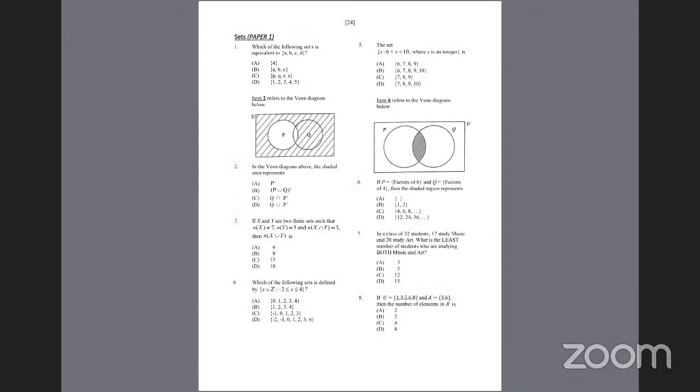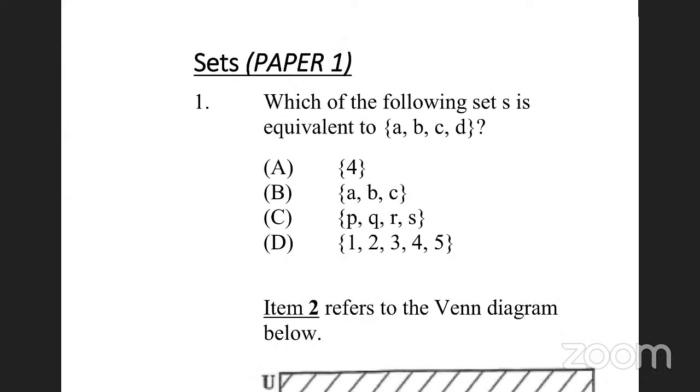All right, let's start here. Which of the following set is equivalent? Equivalent simply means it must be the same size. A, B, C, or D? C. Right? C is the same size.